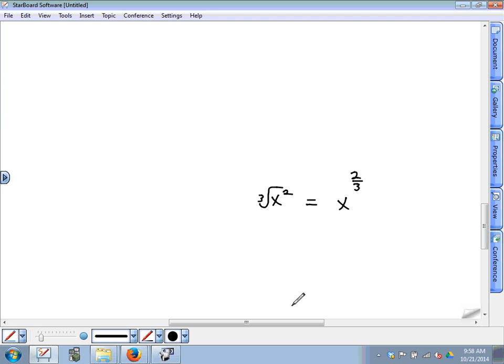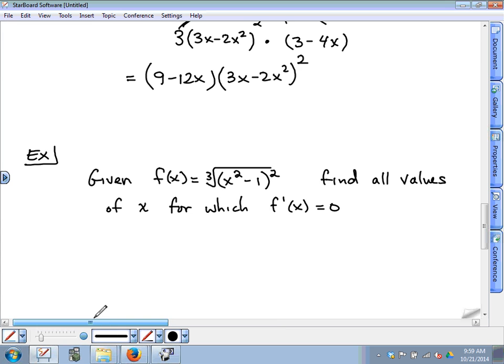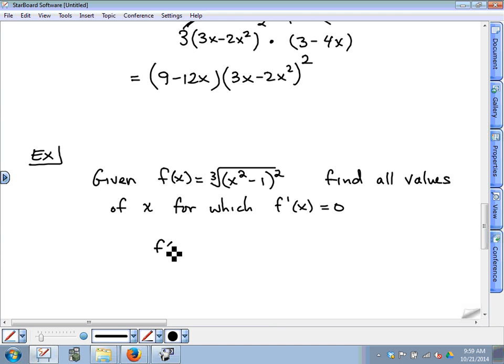You guys remember this? From like algebra 2 and pre-calculus maybe? That's what I'm talking about. Change radicals into rational exponents. So in the problem that we have, how can we change f of x into something a lot nicer looking? It's x squared minus 1 raised to the 2/3.